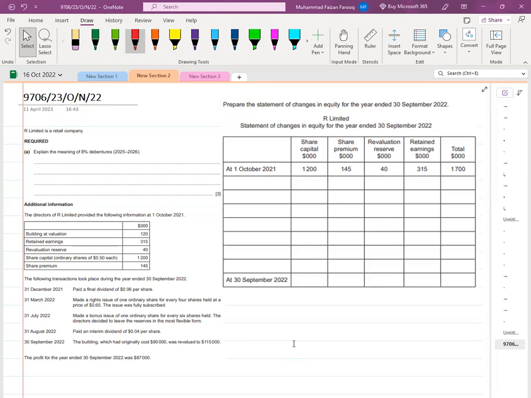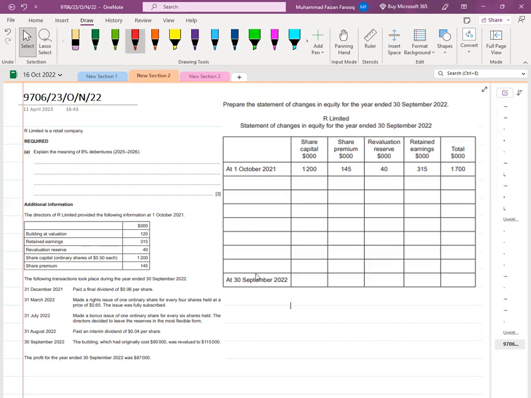Mainly, the most important part of this question is the equity statement. How to make the equity statement? We know that there are columns: share capital, share premium, retained earning, revaluation reserves, any reserves, and ultimately we will have total. Opening balance, b/d, will come on the top, and we have the format. Now, in order to complete the format, we have to read the complete question. The directors of R Limited provide the following information on 1st of October. Opening balances are given, 1200, 3 zeros are hidden: 1200 for share capital, 145 for share premium, 40 for reserves, and 315 for retained earning. And we need to complete this table.